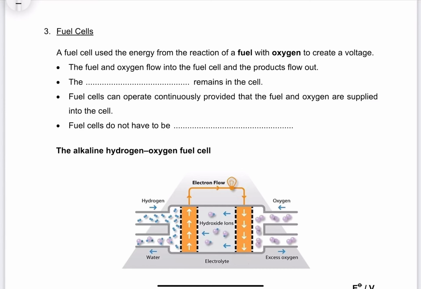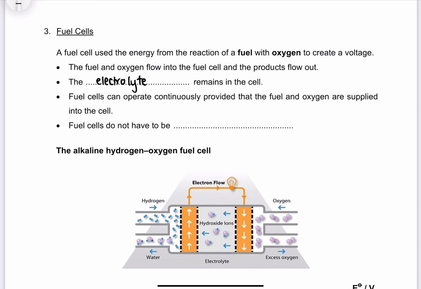Now we're going to finally look at fuel cells. Fuel cells use the energy from the reaction of a fuel with oxygen, so from combustion, to create a voltage. The fuel and the oxygen flow into the fuel cell and the products flow out, and the electrolyte remains in the cell and won't need to be replaced because it will be used at one electrode and reproduced at the other. So it'll be used at one electrode, produced at another.